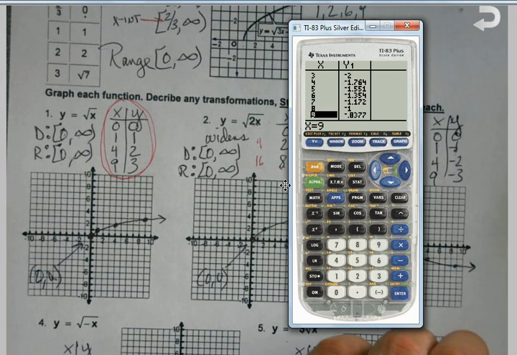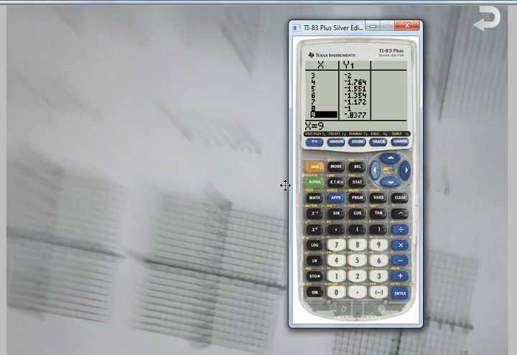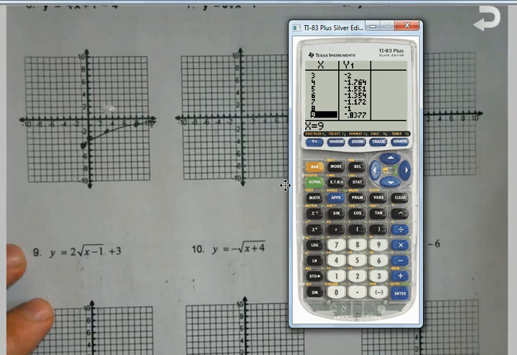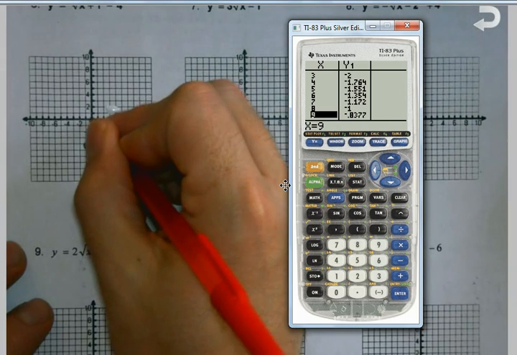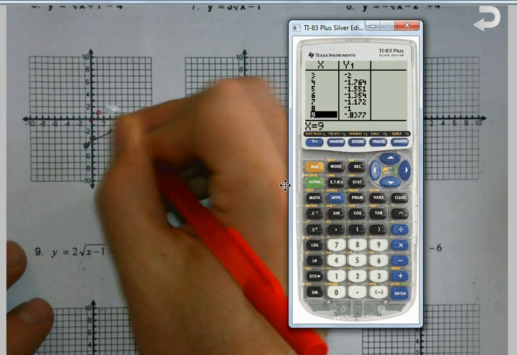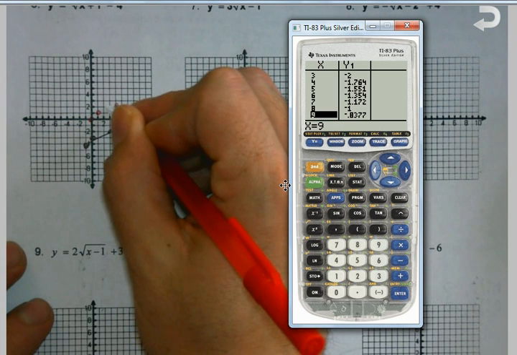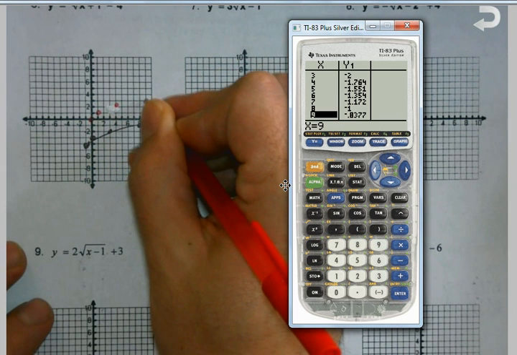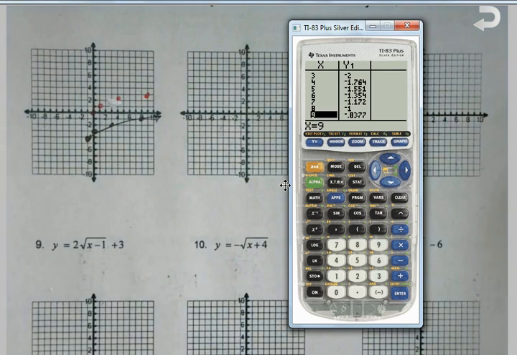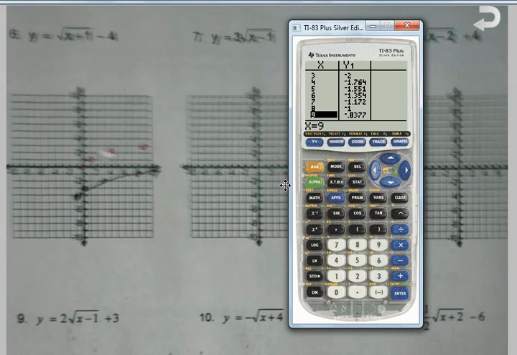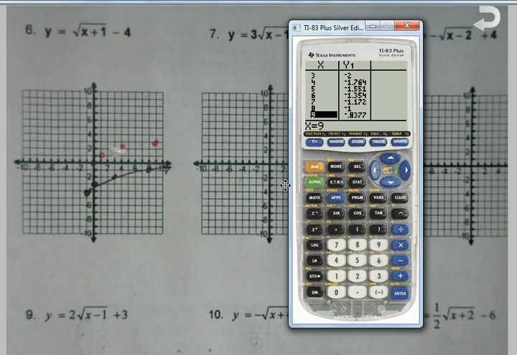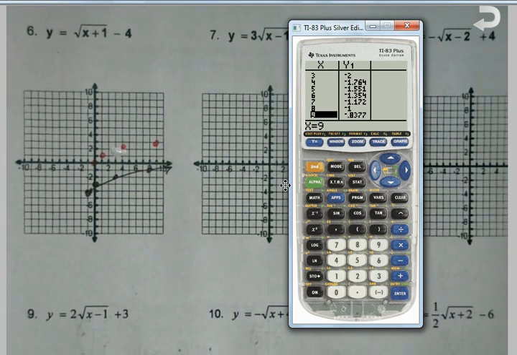I'm not going to connect them. I'm going to do it with a different color, and I want you to see what happens. Over here, if I plot 0, 0, 1, 1, 4, 2, and 9, 3, okay? We're going to zoom in a little here, and we're going to take a look at what happened to each of those points.